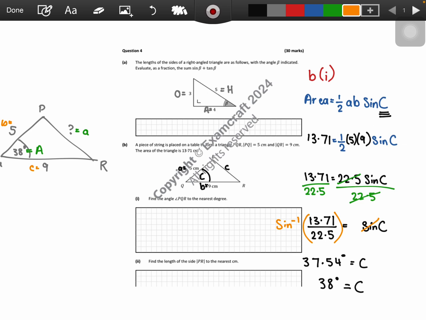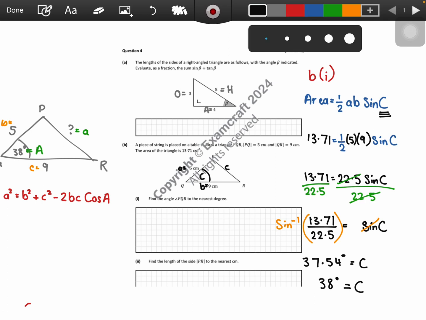Okay, so question B part 2 is using the cosine rule. So it's telling me that A squared is B squared plus C squared minus 2BC cos A. Okay, so we need to fill that in. So A squared is my unknown. Everything else, B, C, and the capital A, so the angle, is everything we can fill in. So again, here we have an equation. It only has one unknown, so that's perfect. That means that I can find my unknown.